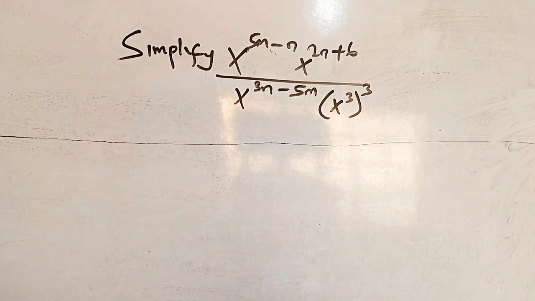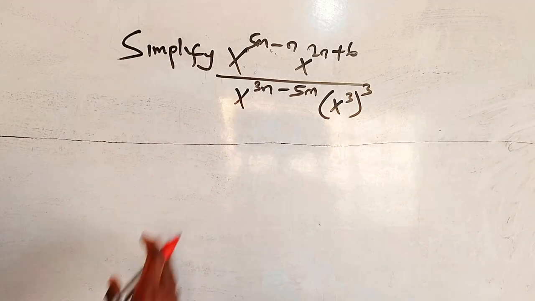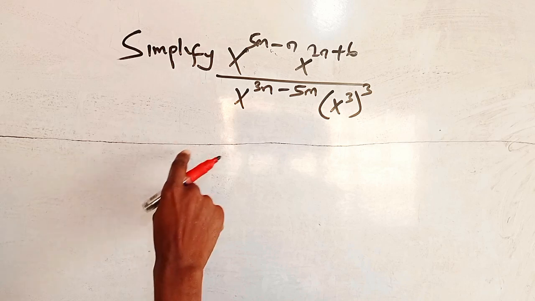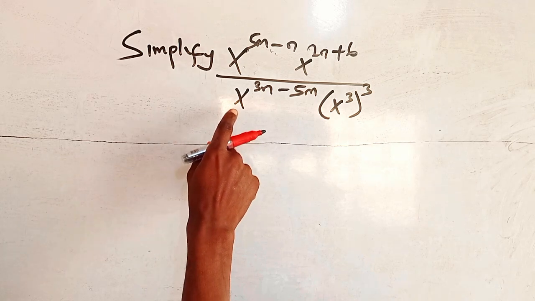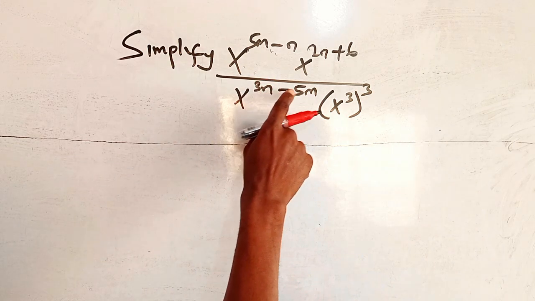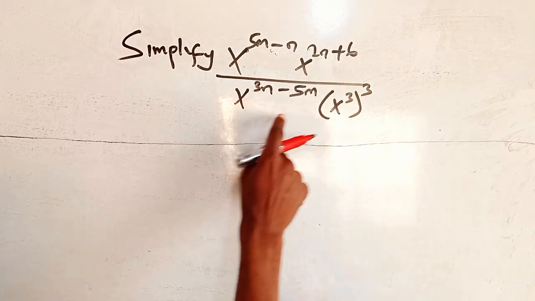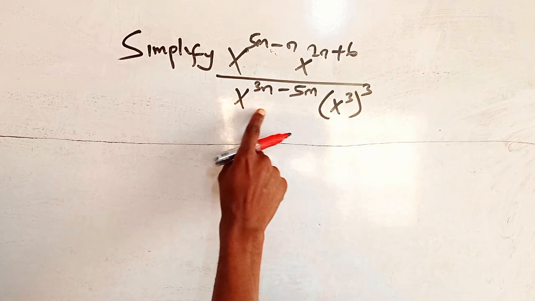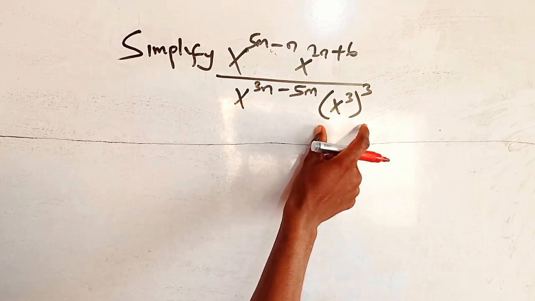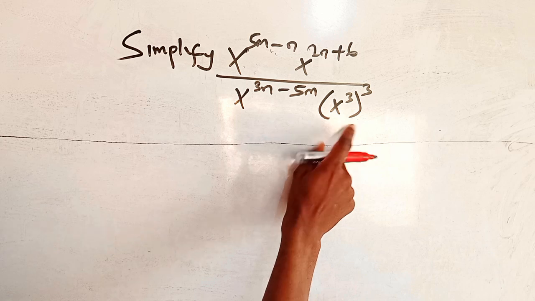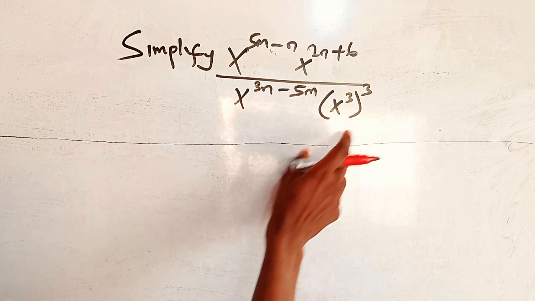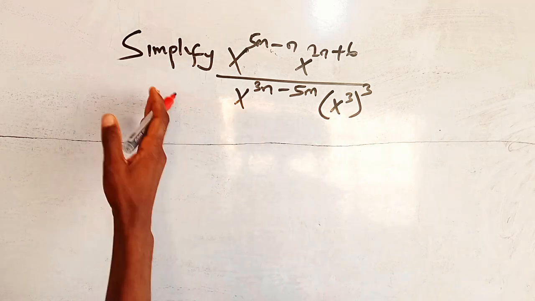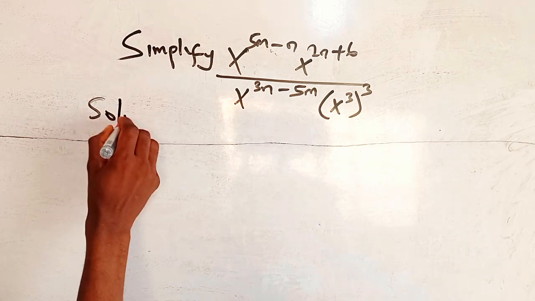The question says, if you simplify this rational expression, we have x raised to the power 5n minus n times x raised to the power 2n plus 6, divided by x raised to the power 3n minus 5n times, within the brackets, x raised to the power 3 times 3 raised to the power 3. So how do we simplify this?